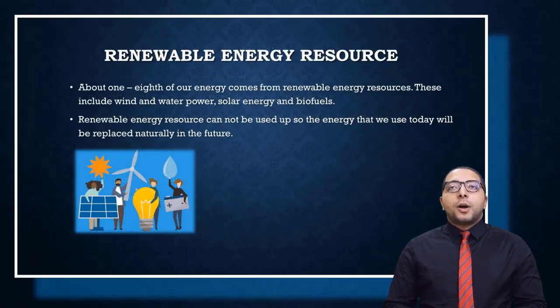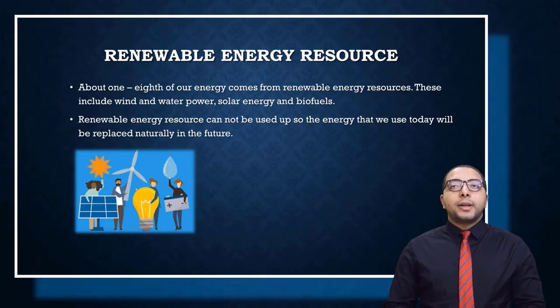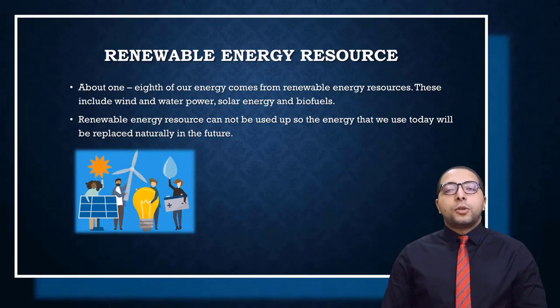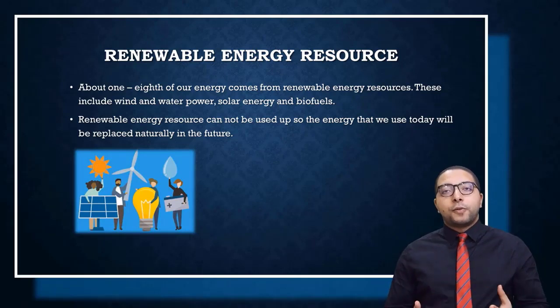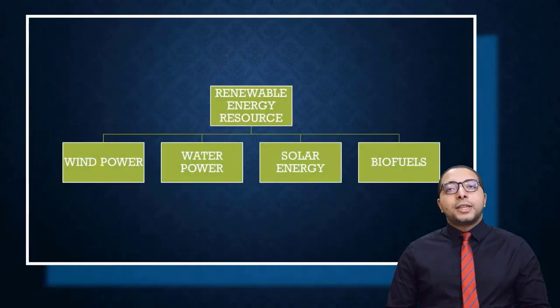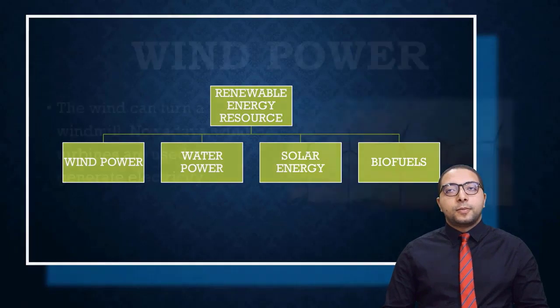So let's start our lesson by reviewing renewable energy resources. We can state that about 1/8 of our energy comes from renewable energy resources that include wind, water power, solar energy and biofuel. Renewable energy resources cannot be used up, so they can renew themselves. That's why they can be considered a good source of energy that is going to last forever. We have 4 different renewable energy resources: wind power, water power, solar energy and the biofuels.